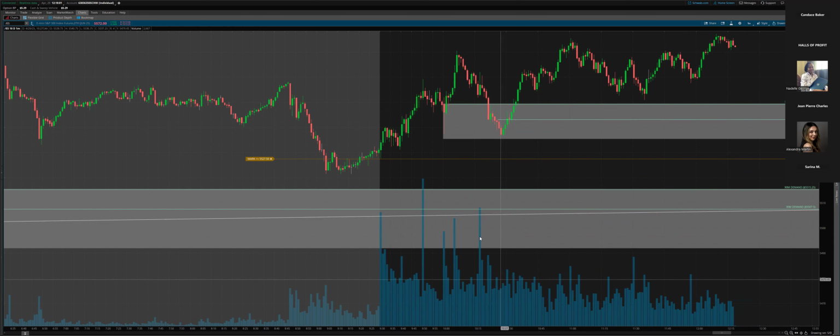It's nice to see stuff like this. When we had a 30-minute supply about here early in the day, it's nicer when we have a really big spike like this. So we had two full body candles and a big spike, but at the same time, this was like an hour after opening.